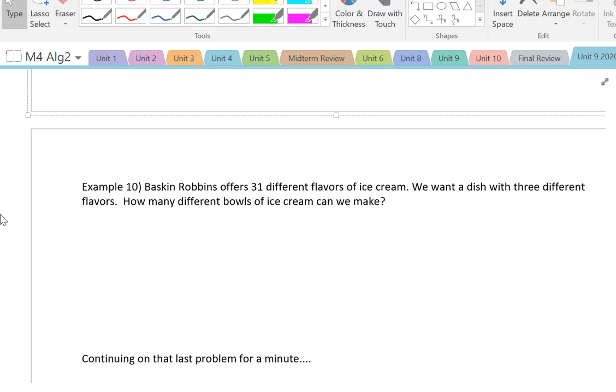We're also not going to worry about what order the ice cream is placed into the container, because you still have 3 scoops of 3 different flavors. So whether I put chocolate, vanilla, and then peanut butter ice cream or peanut butter, chocolate, and then vanilla, it's still going to give me the same bowl of ice cream. So I'm not going to take into account order here. So I want 31 C 3.